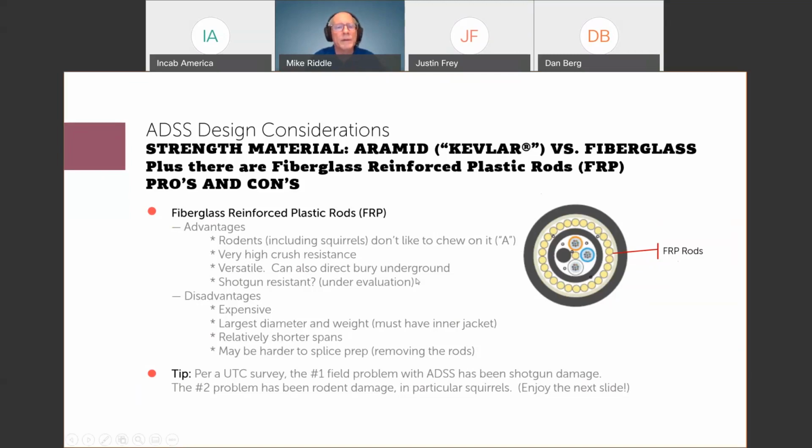We also think that it's shotgun resistant, and we're doing some testing on that to confirm if that's true. So at the moment, that's just a hypothesis. We're going to find out if that's true or not. But it has some significant disadvantages. The disadvantages are that it's expensive. It greatly increases the diameter and weight of a cable, and you have to have an inner jacket when you're working with the fiberglass reinforced plastic rods.